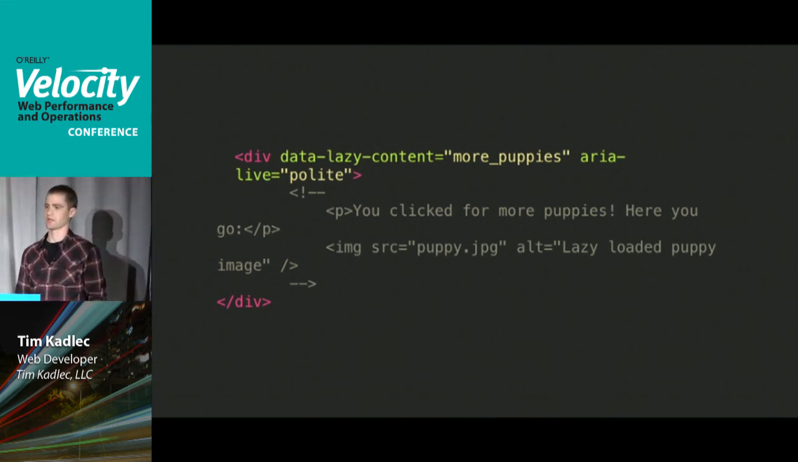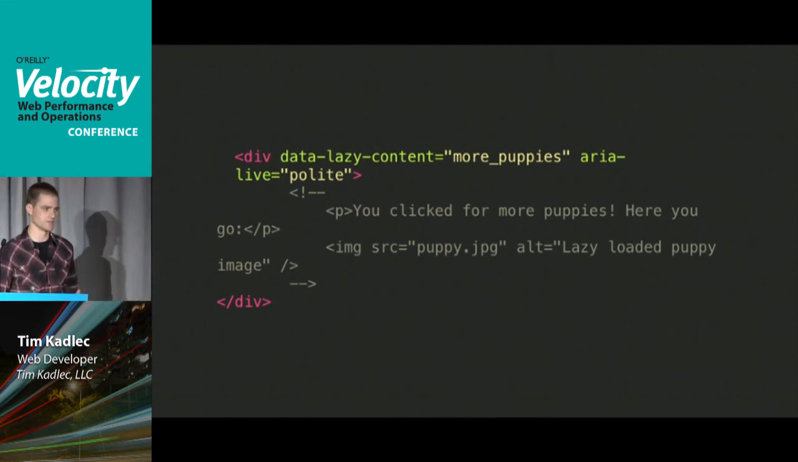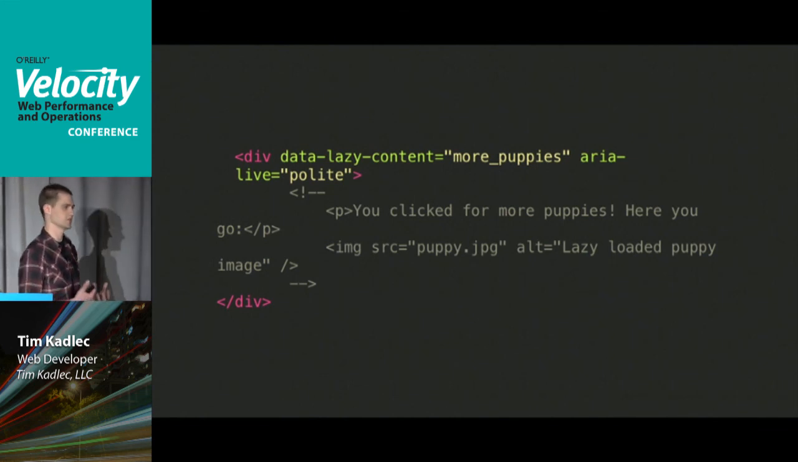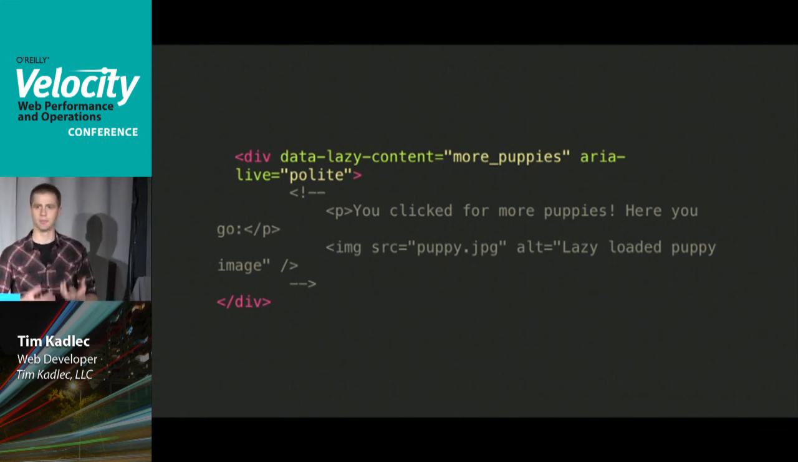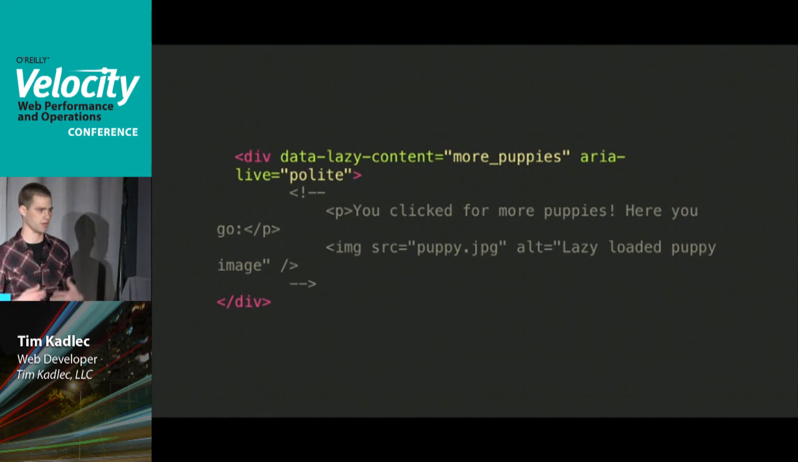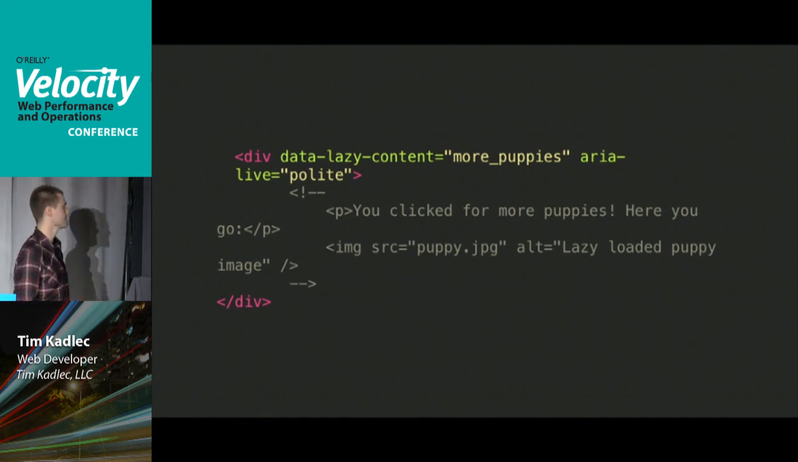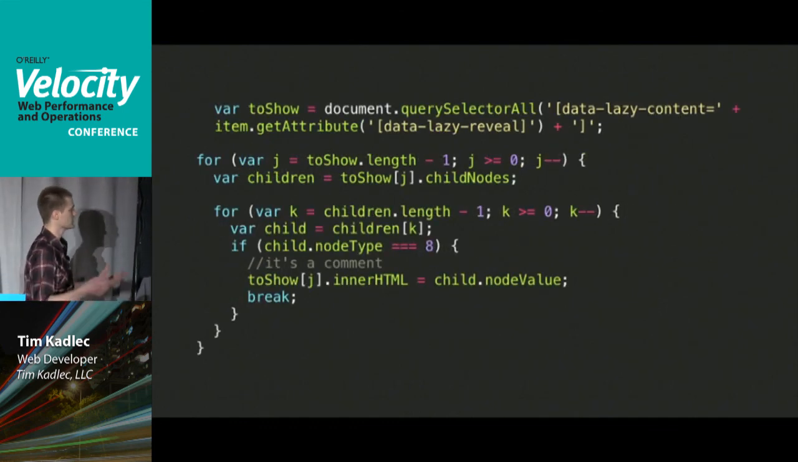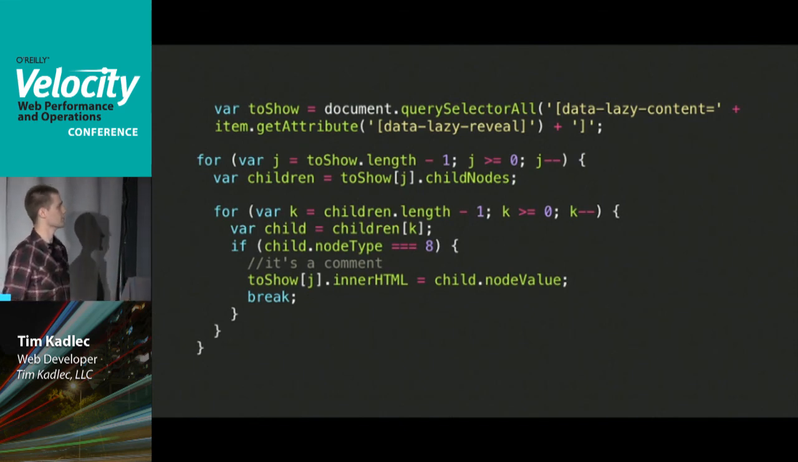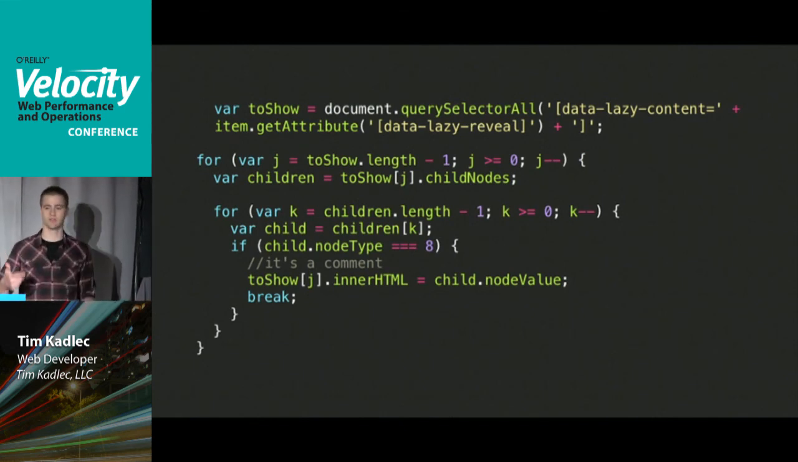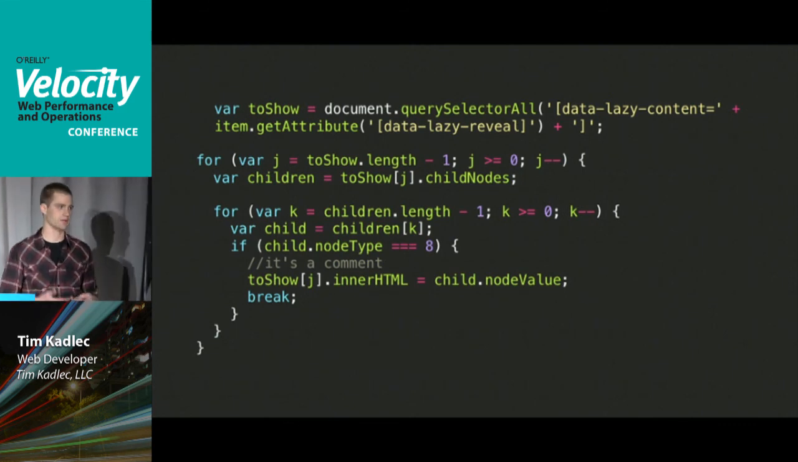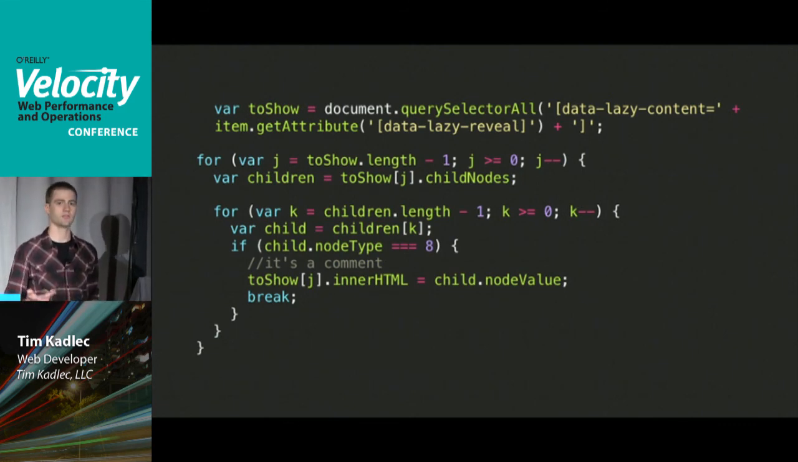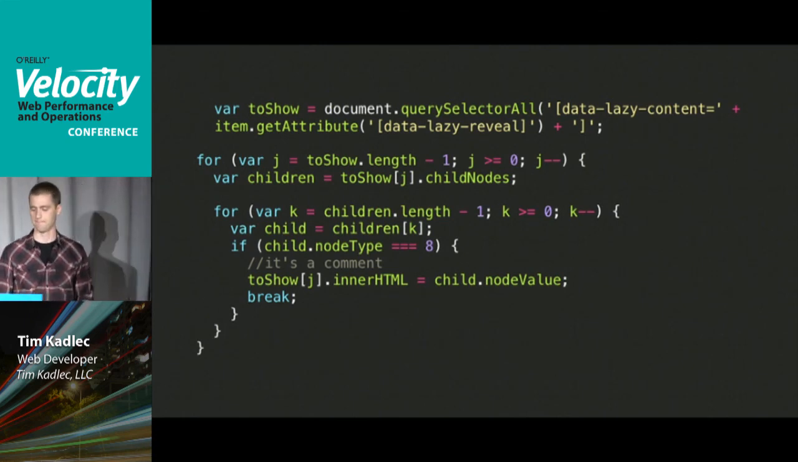The ARIA live is for an accessibility enhancement because you're potentially going to be dynamically inserting content in there. So ARIA live says to politely inform the person using a screen reader that new content has become available on the page. And basically you just grab the containers with that lazy content, go through the children elements, find the comments, uncomment them, and that stuff comes in. That, again, decreases the initial weight. And on the small screens, or whatever screen it might be, where you're not actually going to be displaying that content, you don't actually have to hit the downloads or anything like that.